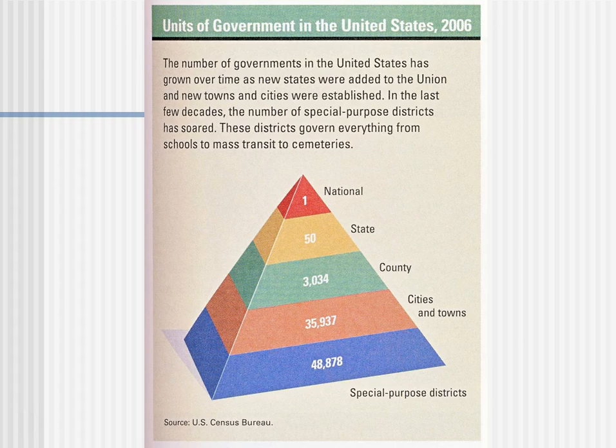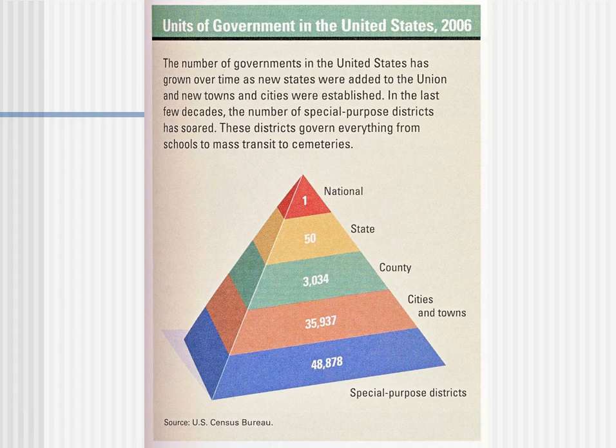All right, now that you've got that list, let's look at how many levels of government there are in the United States. There is one national government. There are 50 state-level governments. There are over 3,000 county governments, 35,000 city and township governments, and over 48,000 special purpose districts. A special purpose district would be something like a school board or a library board. So you can see we have a lot of different levels of government in the United States.